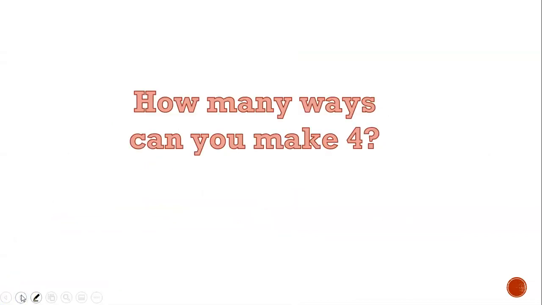All right, here we go, guys. How many ways can you make 4? Right off the bat, I know that 4 is a group of objects. I'm going to have 4. But how many ways can I add to make 4 is the question. Let's find out how many ways I can have 4 and make it using addition.